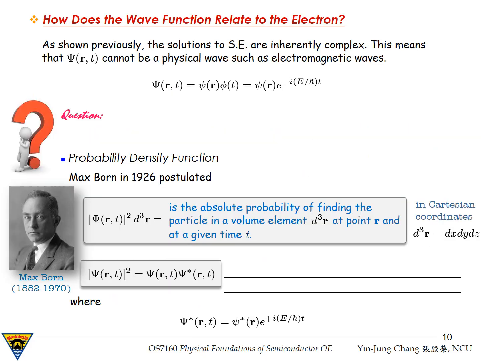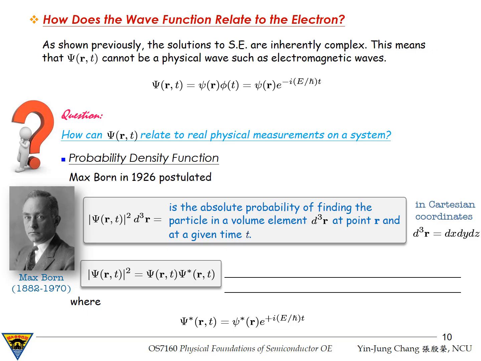Now we come to one of the most fundamental interpretive questions in quantum mechanics. What is the relationship between the wave function and the electron? As shown earlier, the solutions to Schrödinger's equation with a time-independent potential are inherently complex valued, as shown in this expression. So the question becomes, how can psi of r and t be related to real physical measurements on a system?